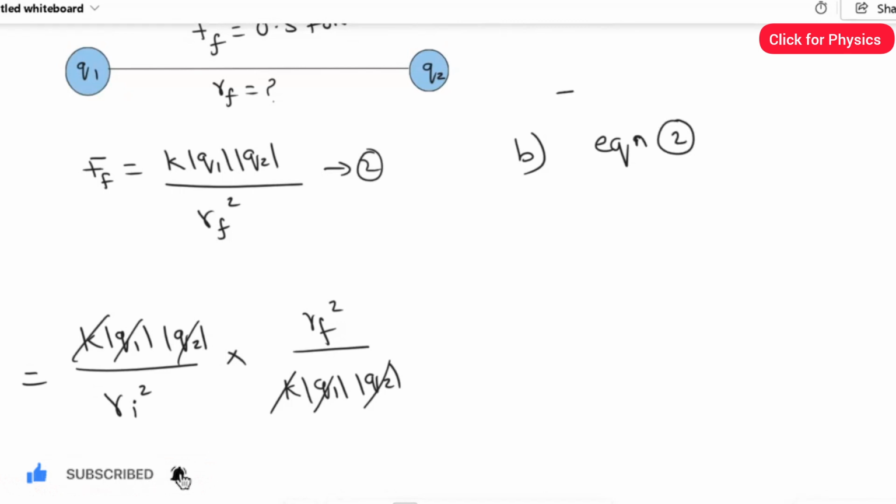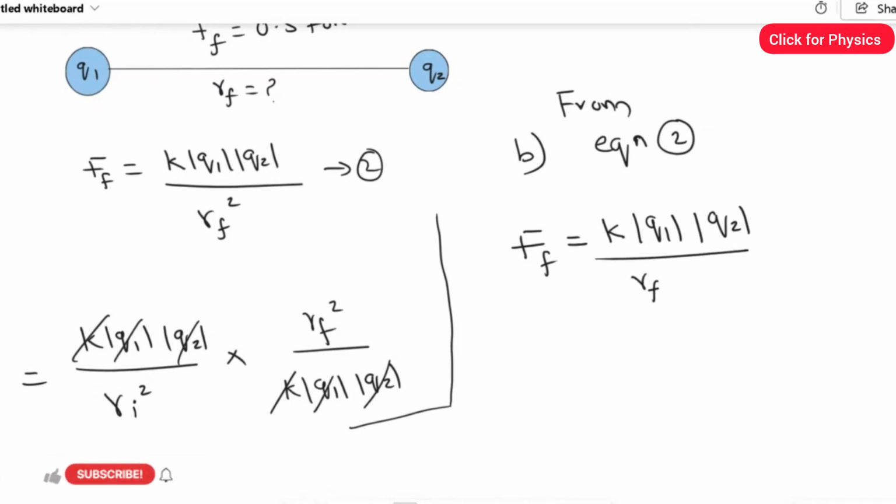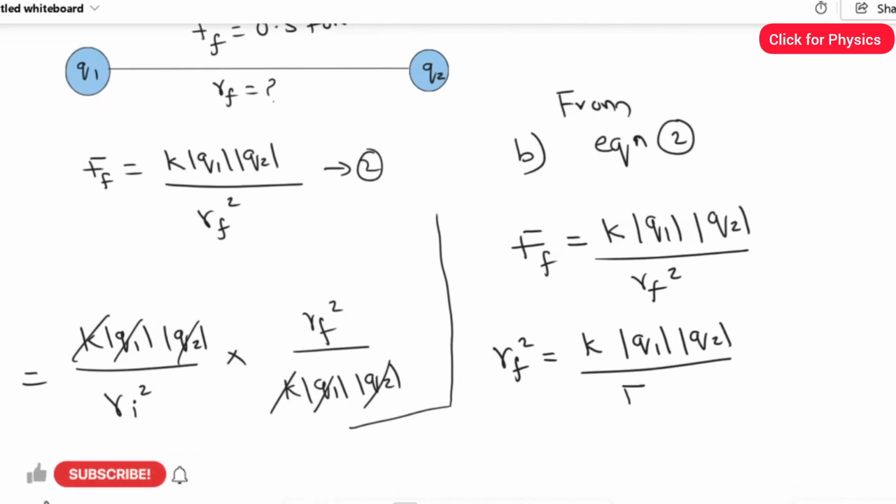From equation 2, I'm going to write the formula: F final is equal to K multiplied by Q1 magnitude multiplied by Q2 magnitude over Rf square. So we are going to find the value of Rf. So I have to rearrange this equation in terms of Rf. Therefore Rf square is equal to K magnitude of Q1 times magnitude of Q2 divided by F final. Clear?